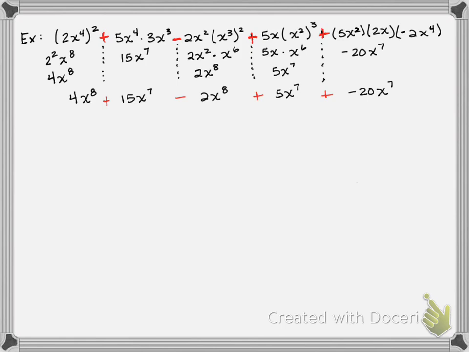So let's see, I have 4x to the 8th minus 2x to the 8th is going to give me 2x to the 8th. And then 15 plus 5 is 20, minus 20 is 0. So my answer is 2x to the 8th. Is that not wicked cool? How it looks so crazy, and now it's just this little one term. It's so fun.